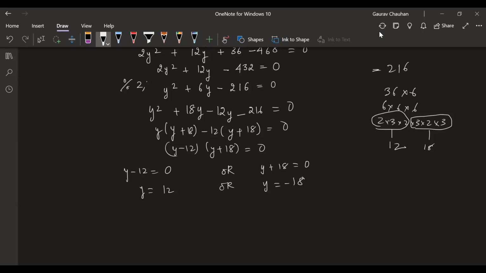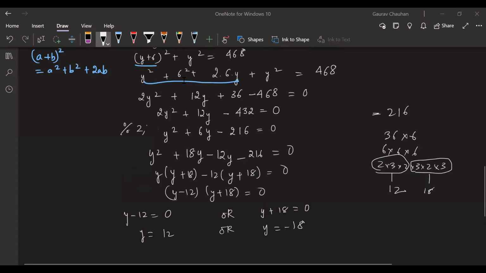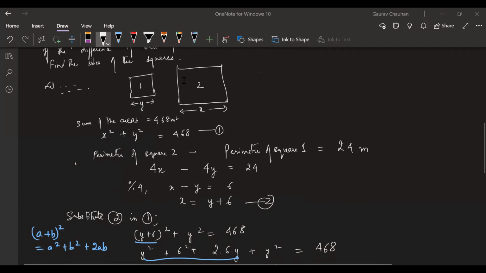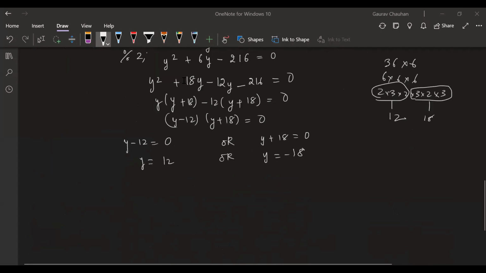What will my answer be though? Dinesh, yes, definitely you can use quadratic formula also. No doubt about that. Dinesh, tell me what will my answer be? 12, sir. Why? Sir, because the length cannot be negative, sir. Lengths cannot be negative, so my answer is 12.